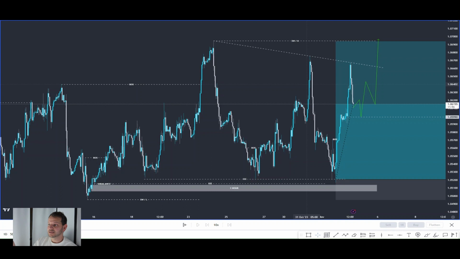Instead of trying to be too tight to the order block, I'm going to go to the wicks and then cover the low.